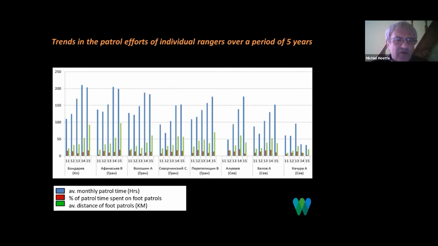It's also good over the years to have a look at the performance of individual rangers. This is a slide that shows the average monthly patrol time, the percentage of patrol time that was spent on foot patrols, and the distance of foot patrols. Just 3 indicators. You can choose any indicator. And then with data for 5 years, you can see that most rangers started to perform better and better.